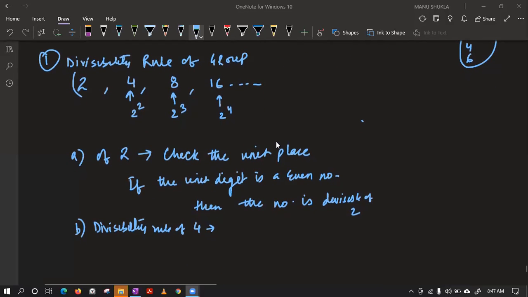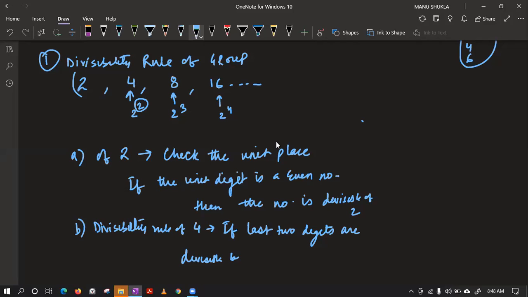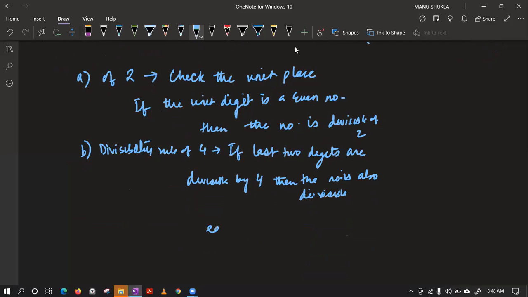Now, what is the divisibility rule of 4, class? Anyone who wants to say can unmute. We have to check the last two digits. Yes, the last two digits should be divisible by 4. In this, as I've told you, 4 is 2 power 2. See the power. So if the last two digits are divisible by 4, then the number is also divisible by 4.